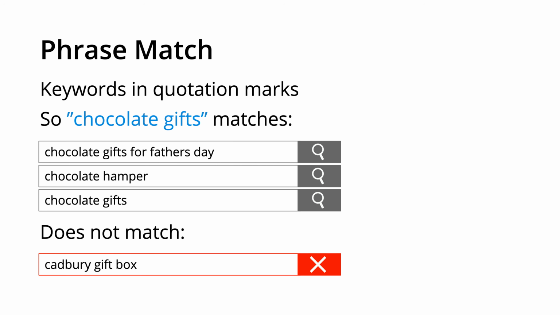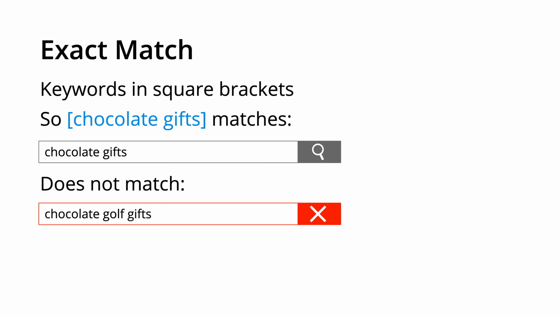The next match type is phrase match. This is where we put the keywords we're bidding on inside quote marks. This tells Google Ads that we want those words to be included in what someone is searching for, or that someone should be searching for something with the same meaning. For example, chocolate gifts in quotes can match chocolate gifts for Father's Day, chocolate hamper, and chocolate gifts. This match type will match keywords with the same meaning, and phrase match is more targeted than broad match. This means our keyword will not match Cadbury gift box because this does not have the same meaning as the phrase match keyword.